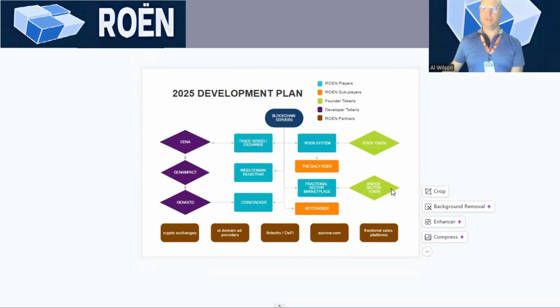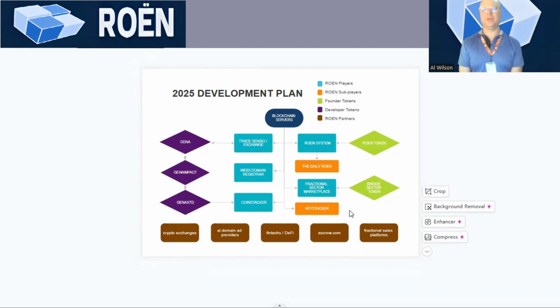We have a third token, a bridge sector token, and this would represent the other tokens or cryptocurrencies that may be used for trading within the ecosystem. And of course, the Roën token, used for the Roën system, which may be interchangeable with other tokens in the future. At the bottom of our development plan chart, we have our suggested partners, including escrow.com, which is a necessary partner for fiat transactions over $5,000.